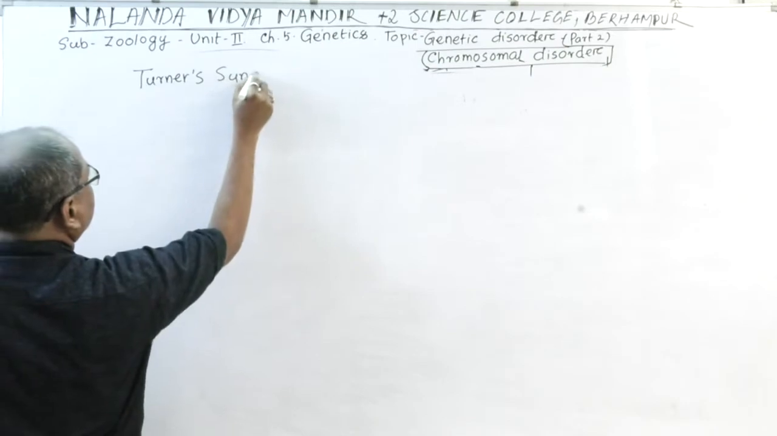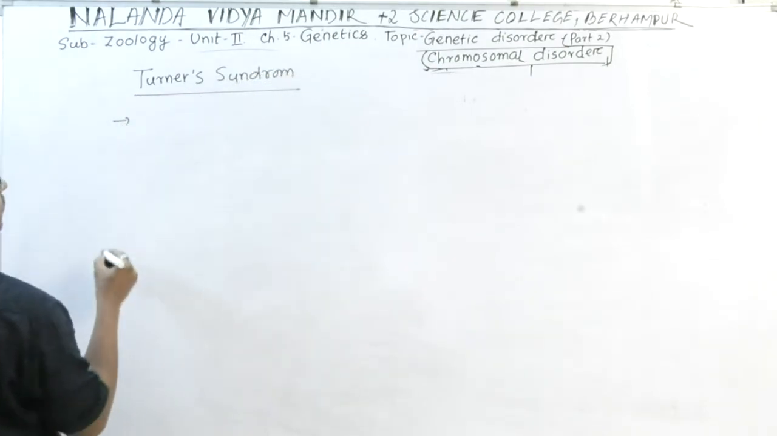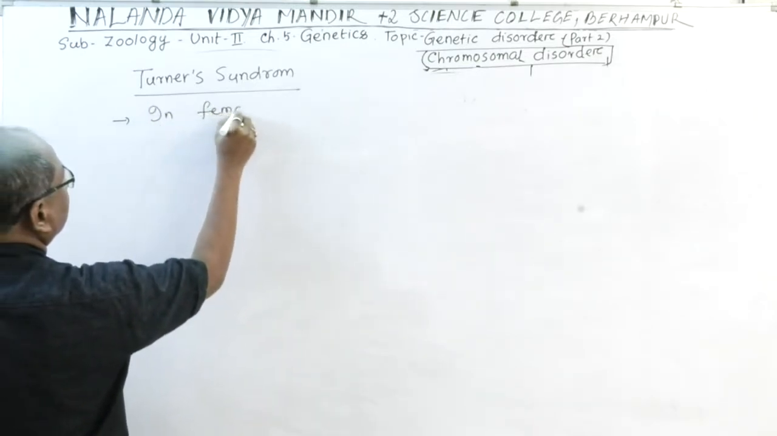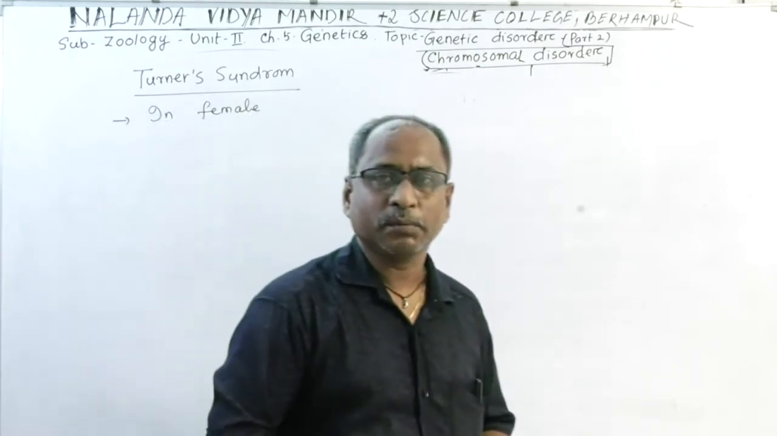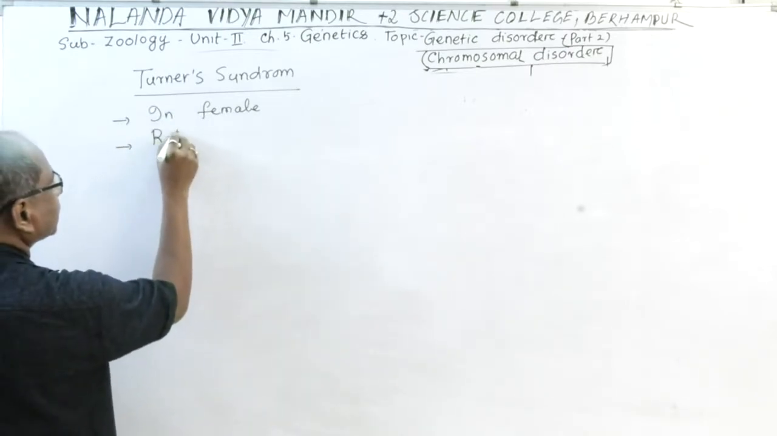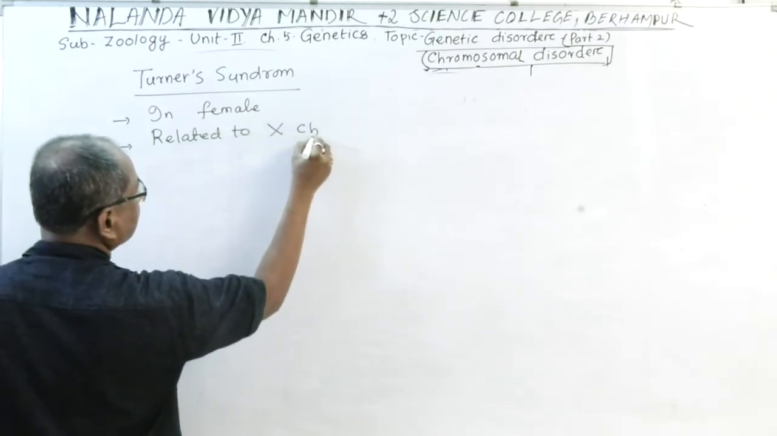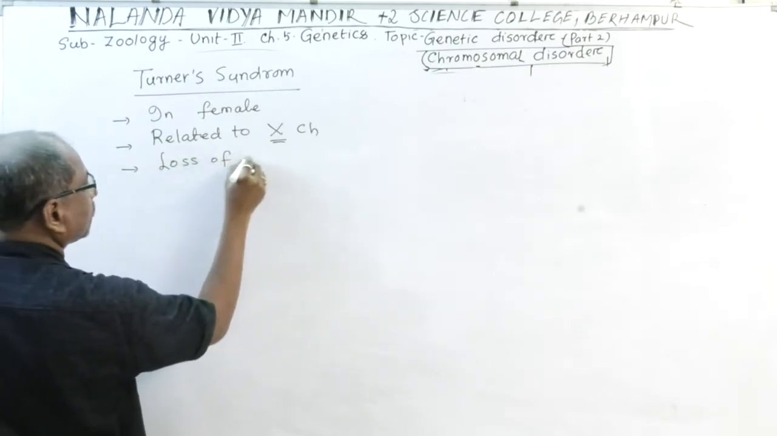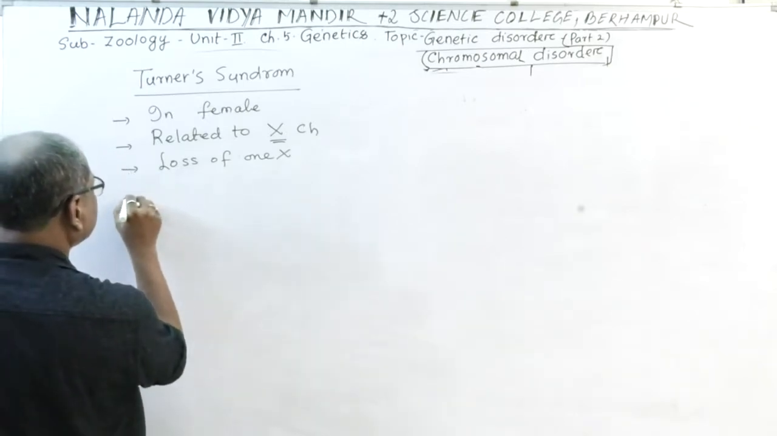Turner's syndrome. Turner syndrome is seen in females only. It is related to the X chromosome, that is, loss of one X from the diploid chromosome complement.